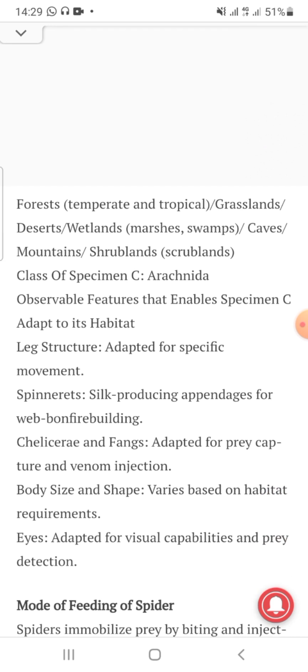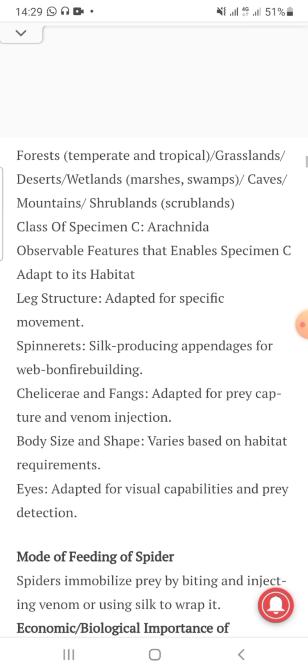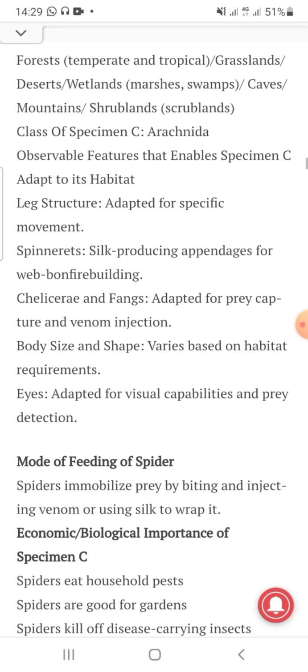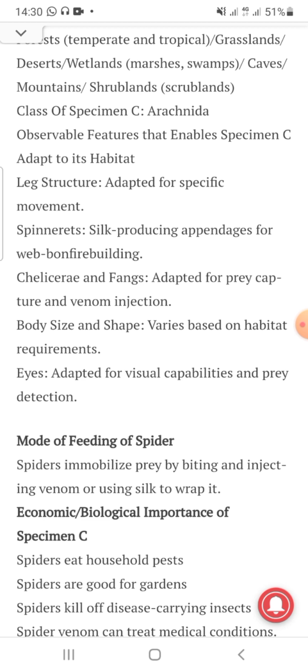Number one, we have the leg structure, adapted for specific movements. Two, we have the spinnerets, silk producing appendages for web building. Three, we have the chelicerae and the fangs, adapted for prey capture and venom injection. We have the body size and shape, varies based on habitat requirements. The eyes, adapted for visual capabilities and prey detection.